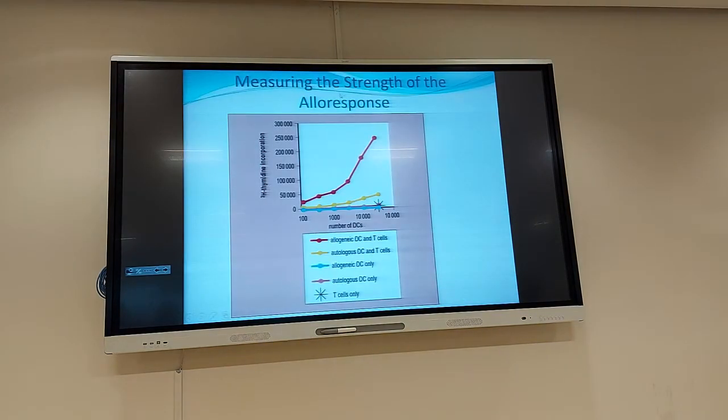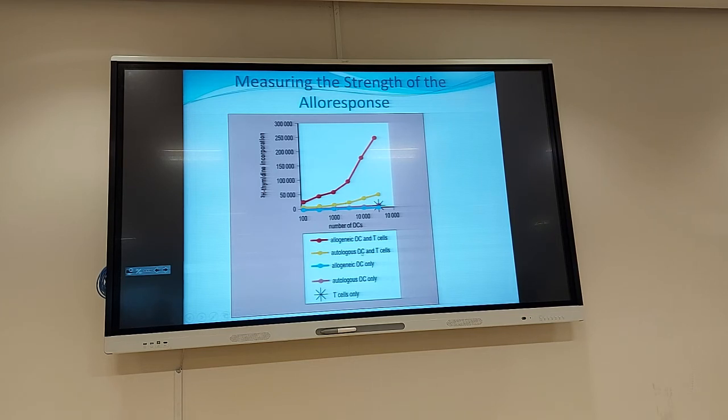And so you generate a graph like this where you have different numbers of active donor cells added to irradiated recipient cells. In this case, 100 donor cells to one recipient, 1,000 donor cells to one recipient, and so on. So obviously, the more active responsive cells you have, the more proliferation you're going to get if there's a big mismatch, right?